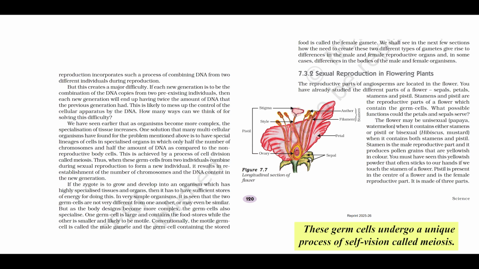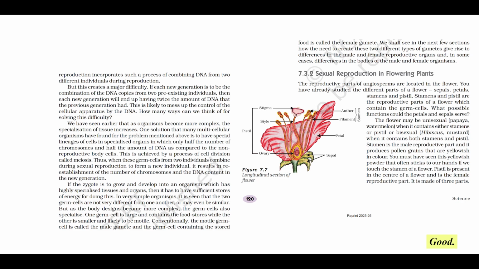These germ cells undergo a unique process of cell division called meiosis. Meiosis, I remember that term. Good. Let's take this step by step to understand meiosis properly, as it's often asked about in detail.